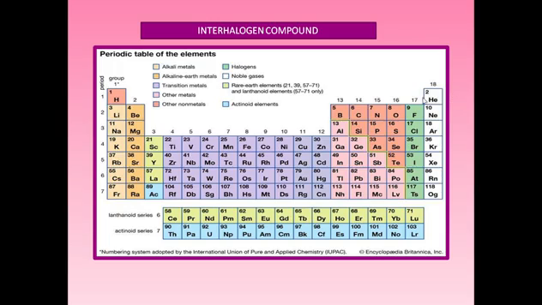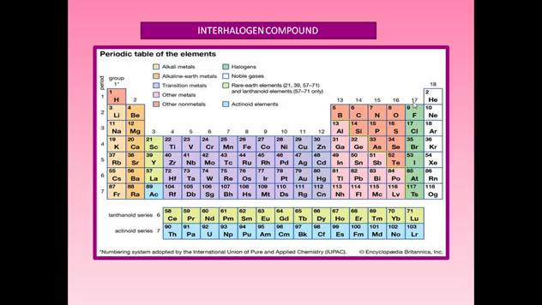So what are interhalogen compounds? Students, you know that halogens, where are they placed? They are placed in the 17th group, or what we can call the 7th group, of the periodic table. See, this is the periodic table. Here we have fluorine, chlorine, bromine, iodine, astatine.